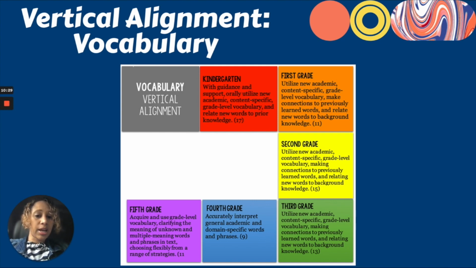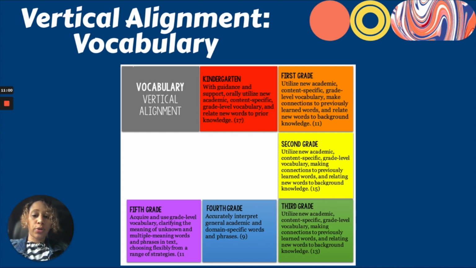When you move up to second grade, they're doing very similar things, but the grade level vocabulary is going to increase, and they should be relating even more words to that background knowledge. So the standards vertically are very similar for first, second, and third grade, and that is because the grade level vocabulary is going to increase. So the skill is the same, but now we're expecting the level of the vocabulary to increase as students go from first grade to third grade.